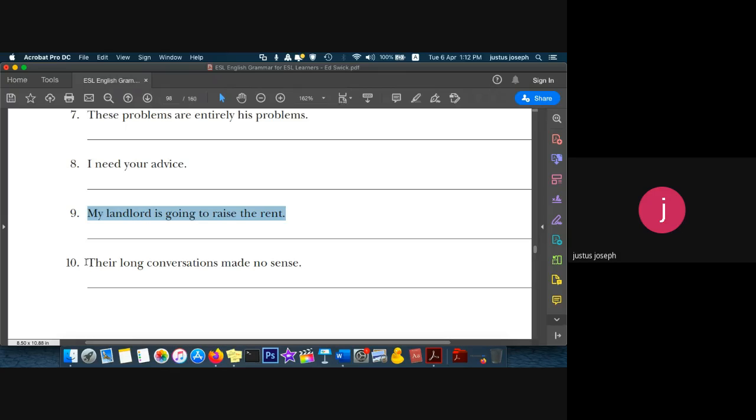So, last one. Their long conversations made no sense. Their will become theirs. Conversations made no sense. You do not need to put an S here. You will remove the word long here. Theirs, you can also remove conversations. In fact, you can remove both these words. So you can say theirs made no sense.